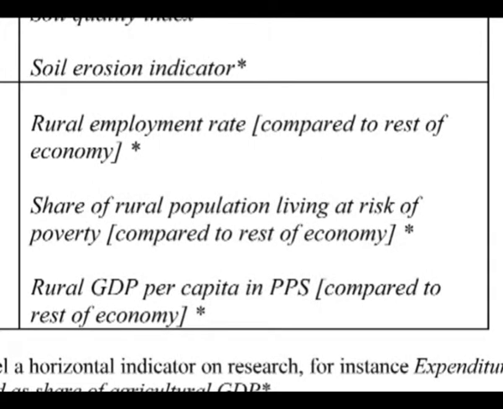And then a rather shorter list there in terms of balanced territorial development, where one element of the proposal is that we should be looking at the actual values, rural unemployment, but also comparative values with the rest of the economy, so we can see how the rural areas are doing compared to the rest of the economy.